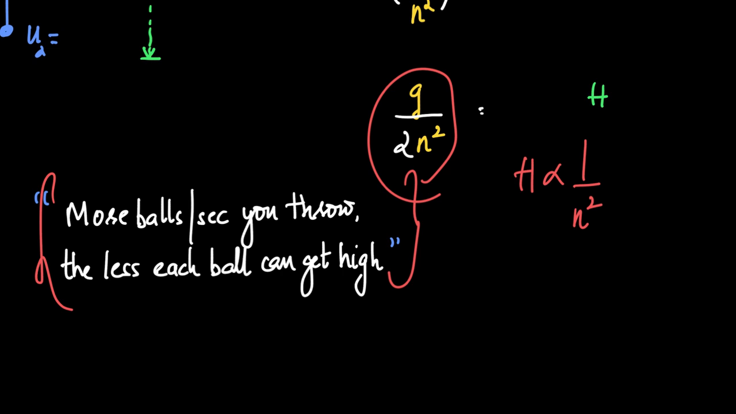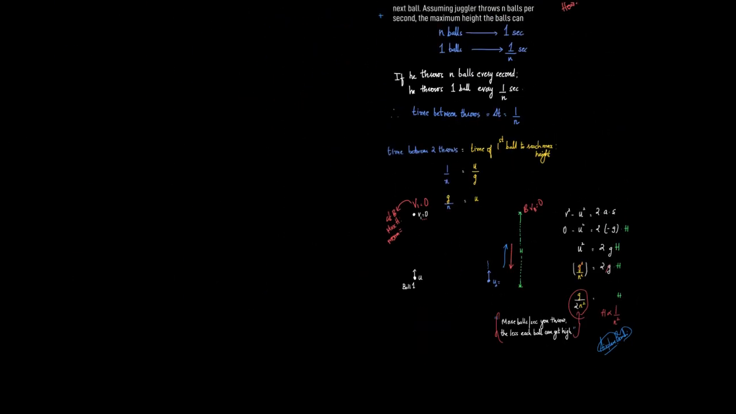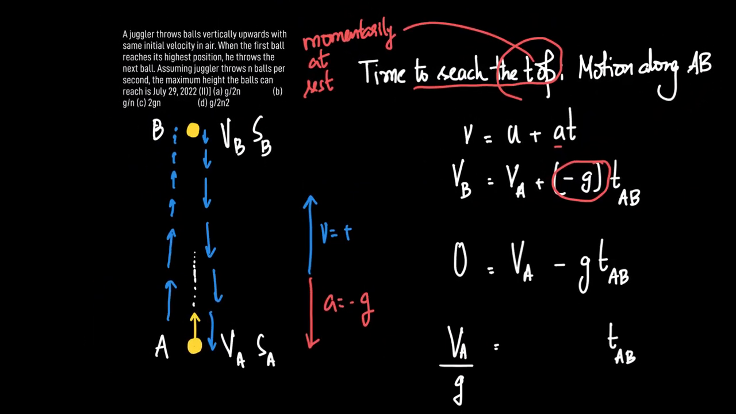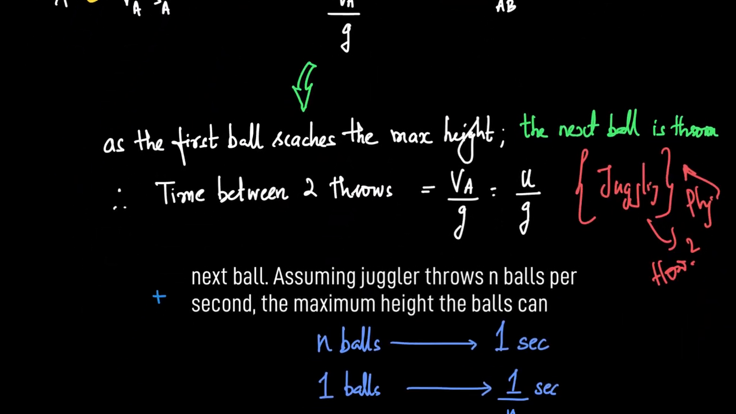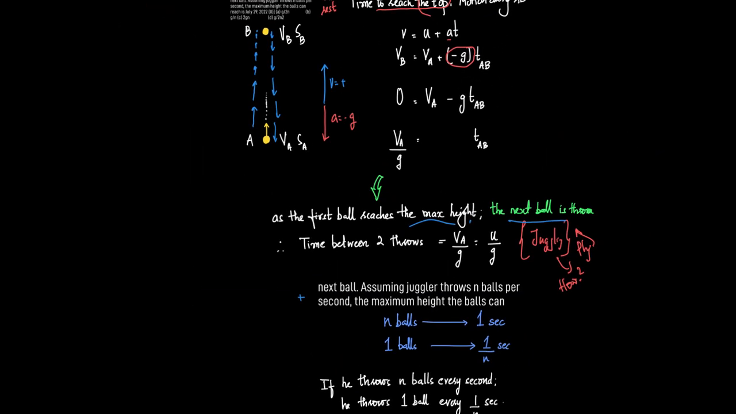Now, the next question again is an interesting one, based on airplane bombing, a typical question that we see across JEE Mains. Let's move on to that one. Before we go to the next question, is there anything I wanted to say here? No, this is all I wanted to convey. What is the key concept? As the first ball reaches the maximum height, the next ball is thrown simultaneously.